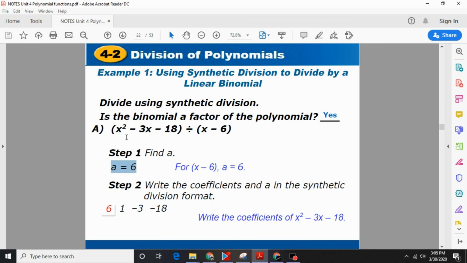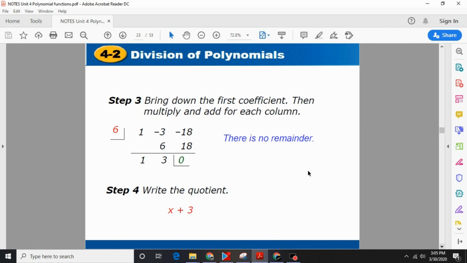Then write out your coefficients. If there's no number in front, it's understood to be a 1, -3, and then -18. And then when you synthetically divide, bring down the 1, multiply it by 6, move it to the next column. -3 plus 6 is +3, multiply it by 6. So that's 18, you move it to the next column. Combine -18 plus 18 is 0.